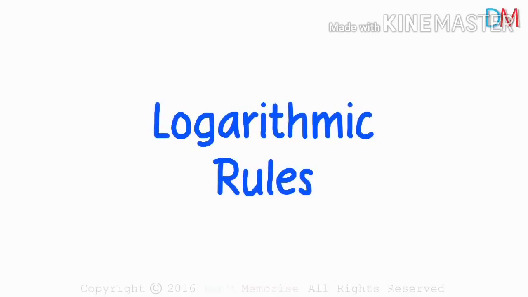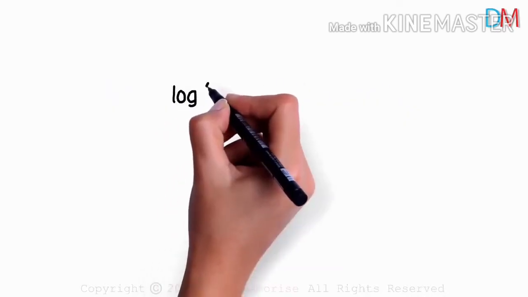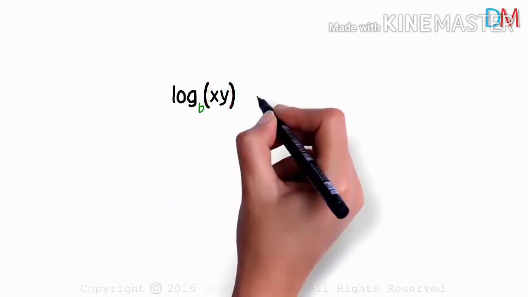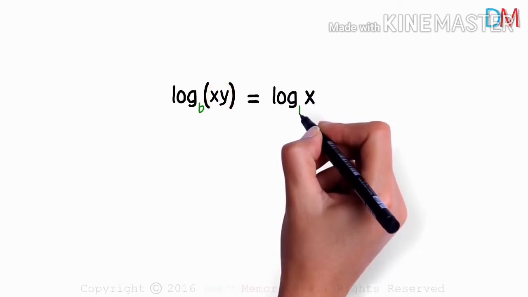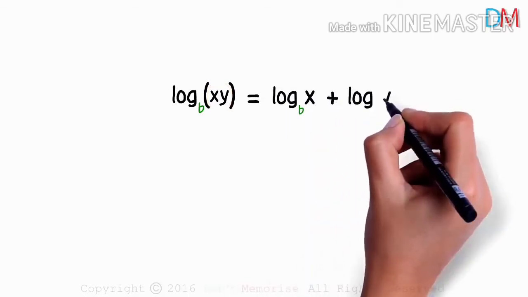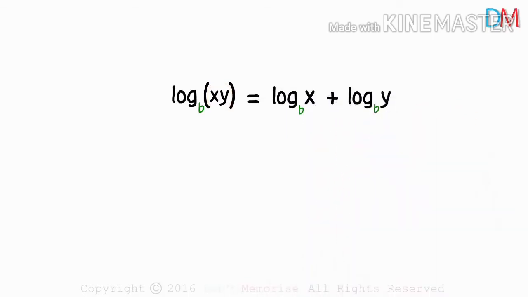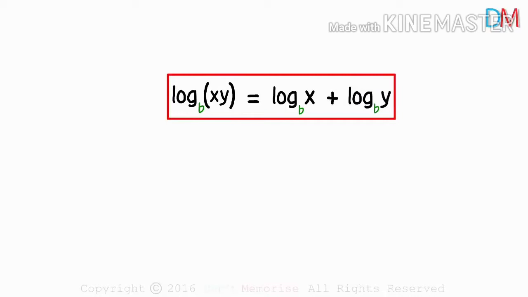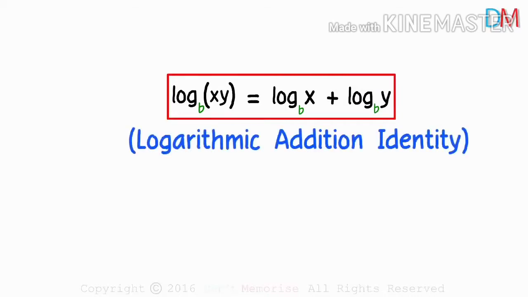Logarithms, and out of those, there are three which are frequently used. Here's the first one. It tells us about the log of xy to the base b. You see that there's a product inside. So the first rule states that this equals log of x to the base b plus log of y to the base b. Yes, this is the first rule and it's called the logarithmic addition identity.